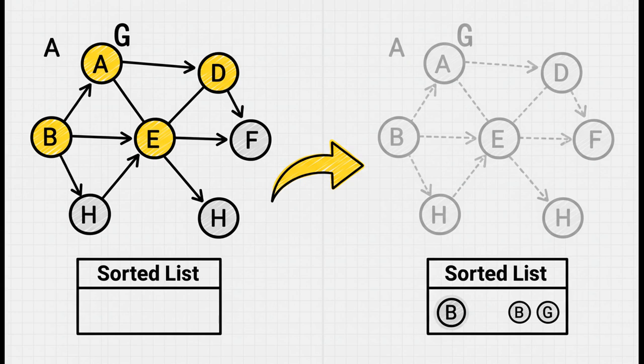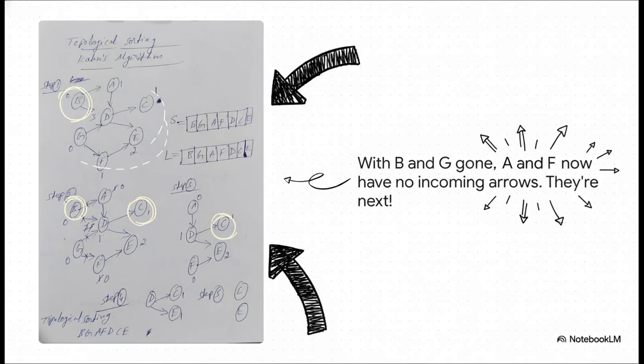Now, here's the crucial move. We pretend they're done. We mentally complete them by removing them and all of their outgoing arrows from the graph. This one move is what unlocks the whole rest of the puzzle. And watch what happens the second we do that. With the dependencies from B and G erased, tasks A and F are suddenly freed up. They were waiting, but now their prerequisites are met. Their in-degrees drop to 0, which means they're next in line.